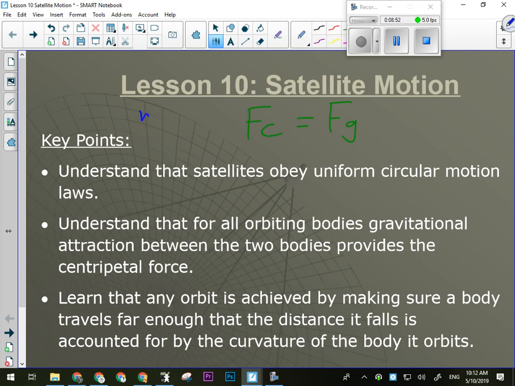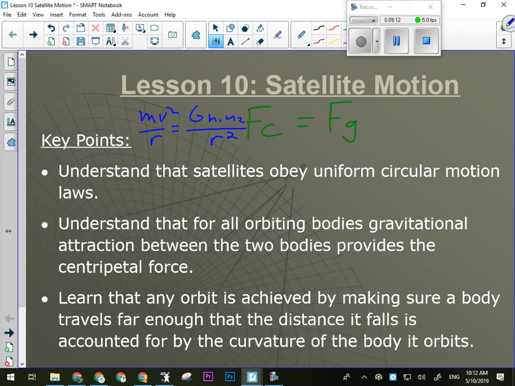And so what we end up with is this: m v squared over r equals big G times mass 1 times mass 2 over r squared. And we actually did a problem like this when we were figuring out how fast the moon was moving in its orbit around the Earth. We solved for it. It was like a kilometer per second.